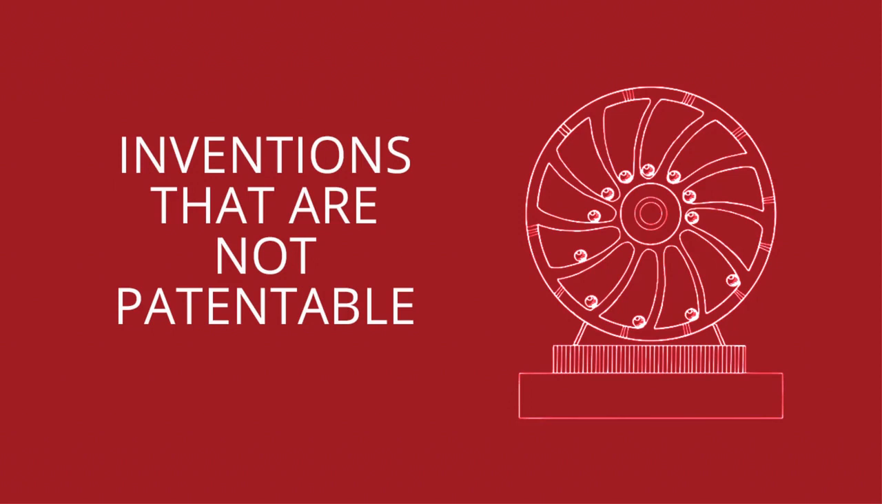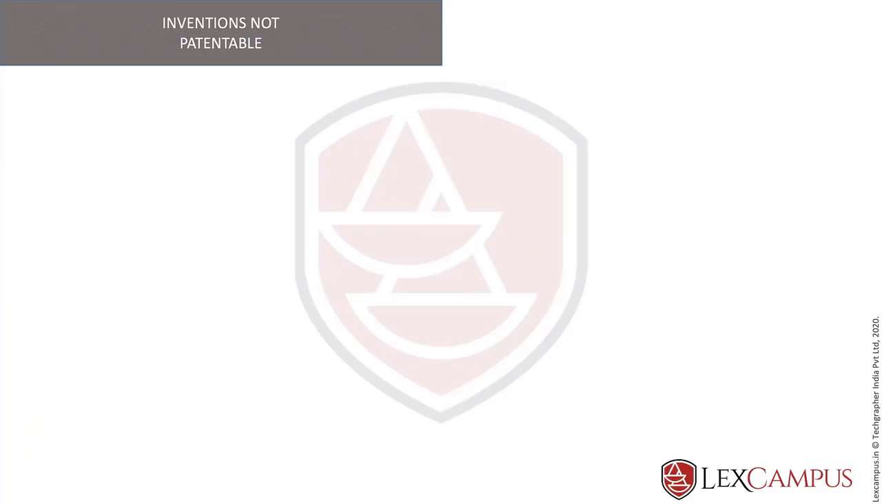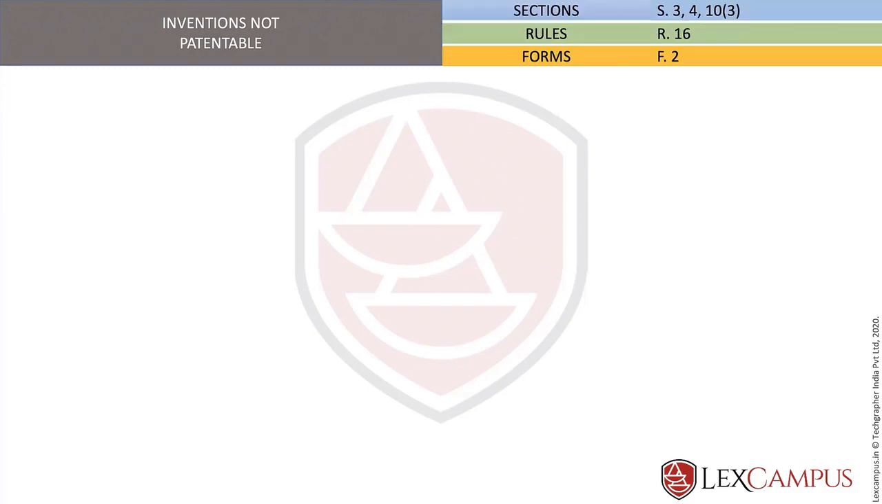Today we'll be looking at inventions that are not patentable. Now there is a separate chapter in the Patents Act which covers inventions that are not patentable. The sections you will find them in are sections 3 and 4. Section 3, as you would know, has many subsections, and it's probably one of the longest lists of exceptions to patentability you will find anywhere in the world.